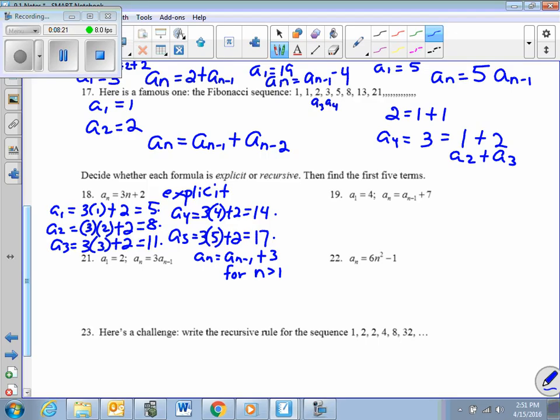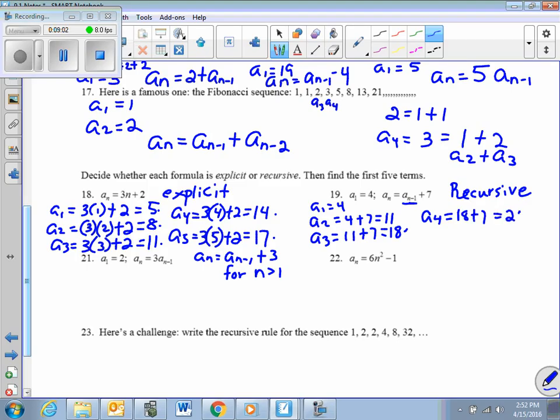All right, number 19, definitely recursive because I see here I've got a previous term, A sub n minus 1. So if the first term is 4, the second term is the previous term, 4, plus 7, so that's 11. A sub 3 is going to be the previous term, which is 11, plus 7, which is 18. A sub 4 is the previous term, 18, plus 7, which is 25. And A sub 5 is the previous term, 25, plus 7. So I get 32. All right.